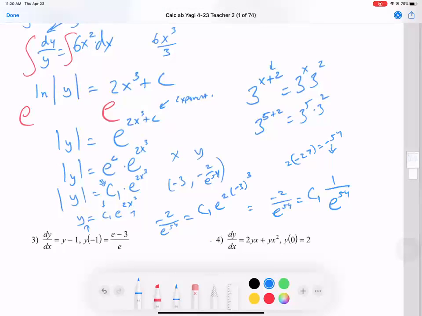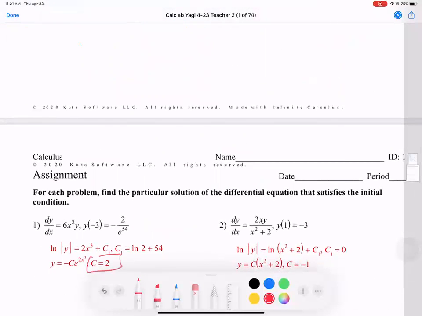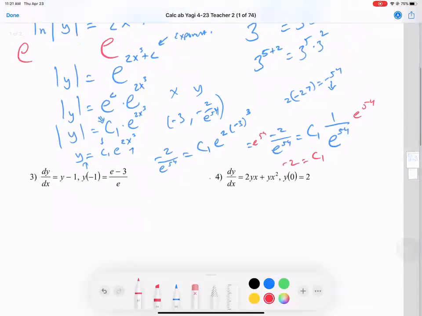So what does c1 have to be? Well, let's go ahead and just do the algebra one. If I multiply both sides by the e to the 54 to solve for c, c1 is equal to negative 2. Now, let's see what the answer gave us. What happens is if you look at what they did here, they did it actually the other way, which is fine. When we rewrite the equation, y is equal to c1, which is negative 2, e to the 2x cubed. And this is our answer for a particular solution.